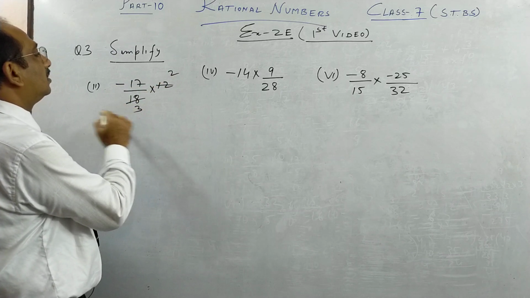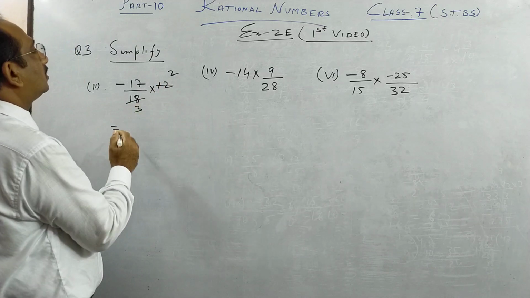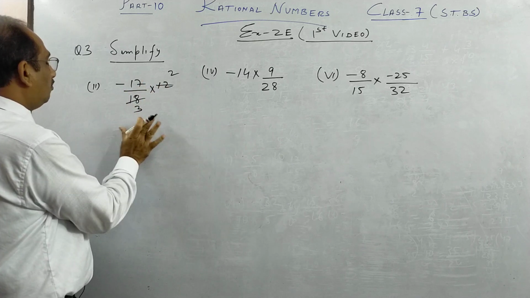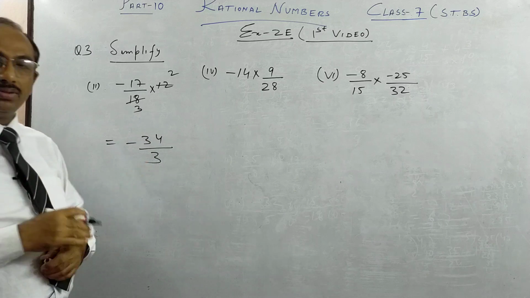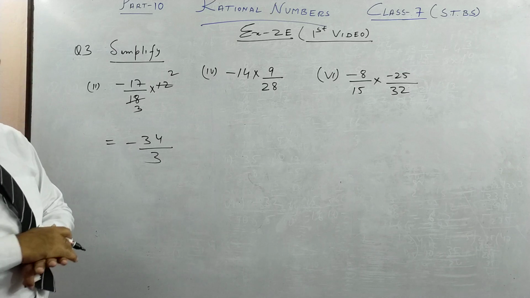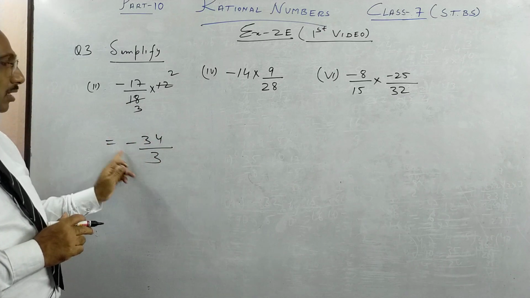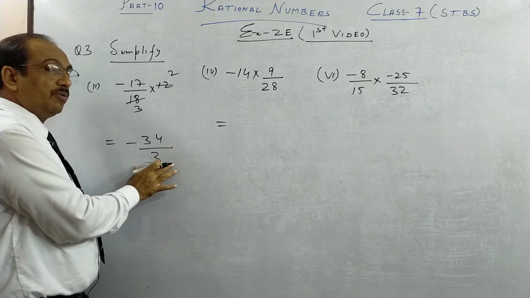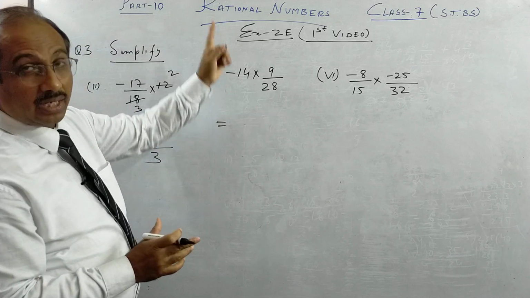6 2s are 12, remember like table, and 6 3s are 18. So 1 minus remains, so it becomes 17 2s are minus 34 by 3. 17 2s, as I told you earlier, please learn tables up to 20, otherwise you will never be good in maths. So 17 2s are 34, 3 remains, 1 minus remains. Please don't convert this improper fraction to mixed fraction because we are not doing fractions, we are doing rational numbers.